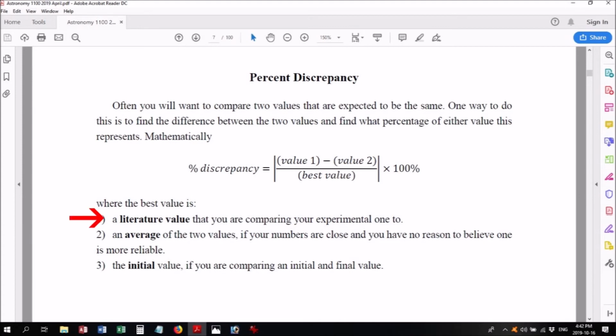If one of your values is an accepted value, that is, it appears in scientific literature or you've got some reason to trust it more than the other one, then that's what you use as your best value on the bottom of this formula. However, if both of the values are measured values, things that you measured, and you've got no reason to trust one of them more than the other, then you calculate the average of those two values, and that's what goes in the bottom of this formula as your best value.